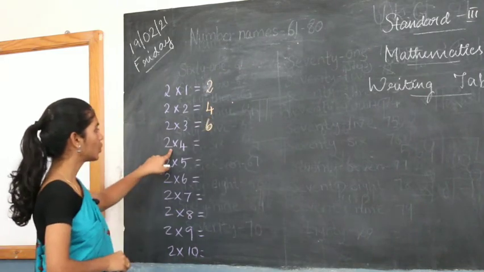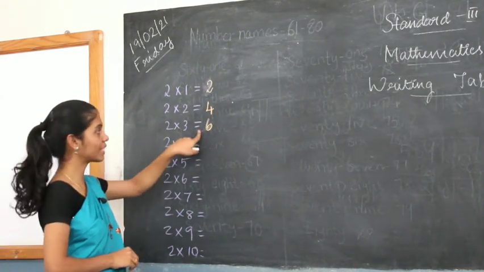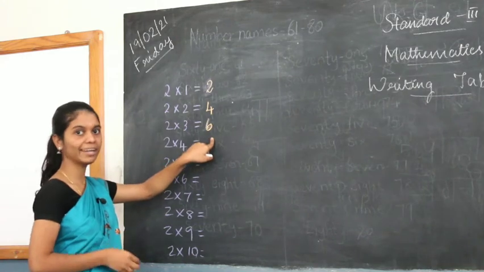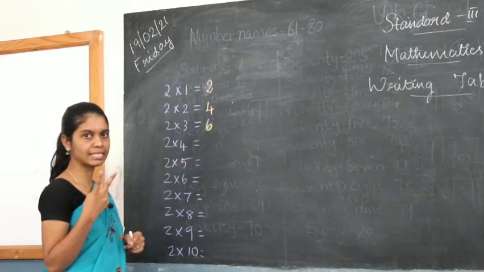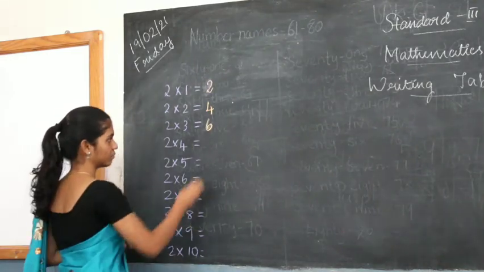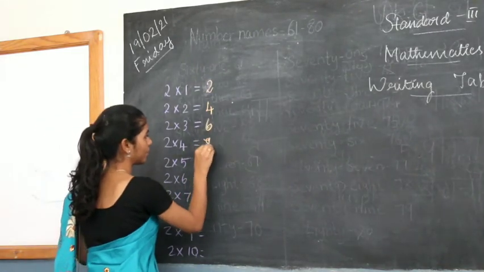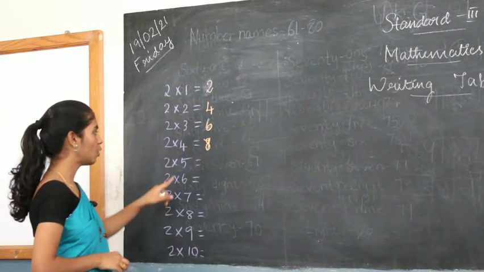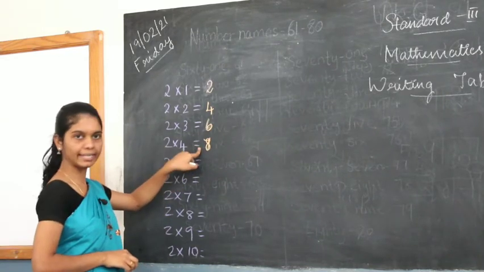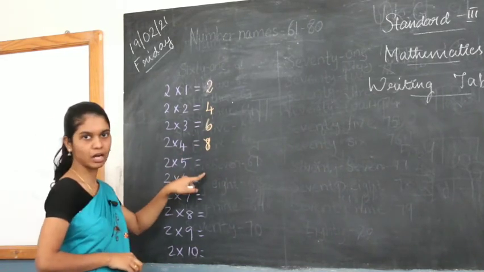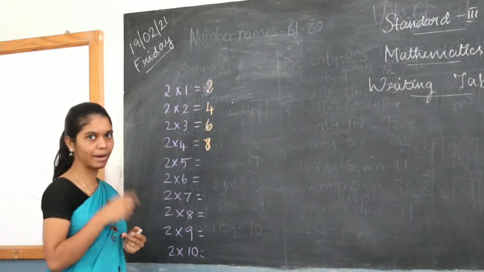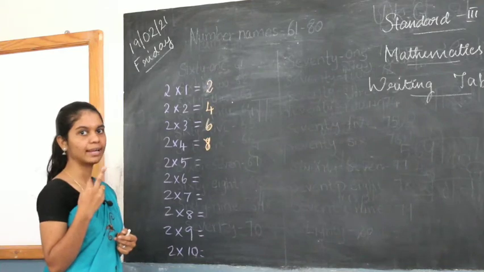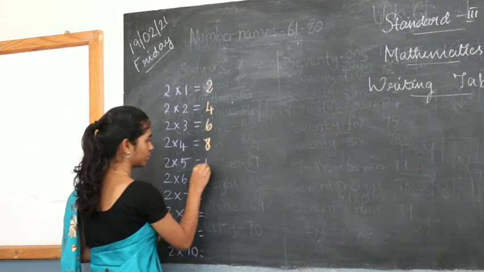Next, you got 2 fours are. You got 2 threes are 6. You should add 2 to this 6. So 6 in your mind, 2 in your finger. After 6, 7, 8. Now you got 8 here and 2 fives are. You have to add 2 more to 8. So 8 in your mind, 2 in your finger. After 8, 9, 10.